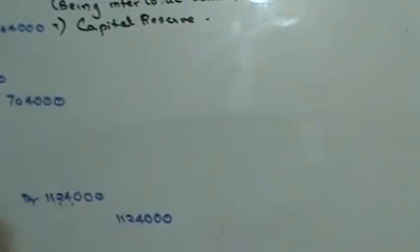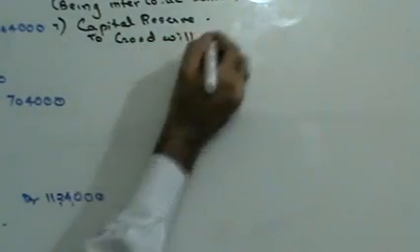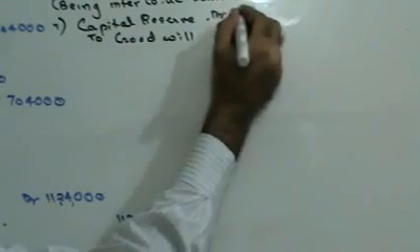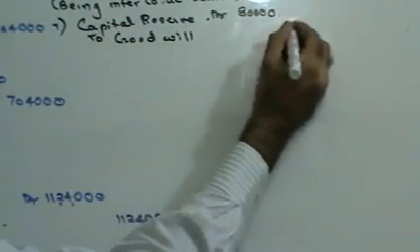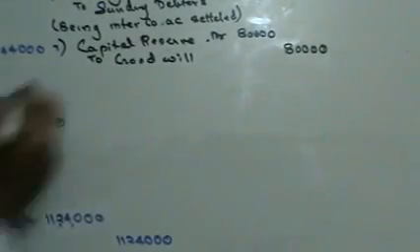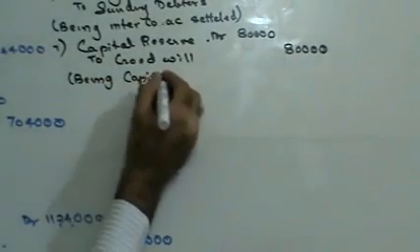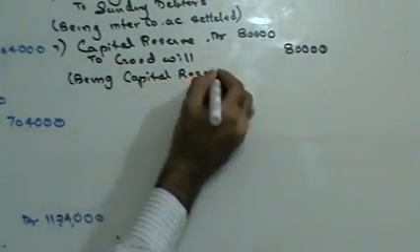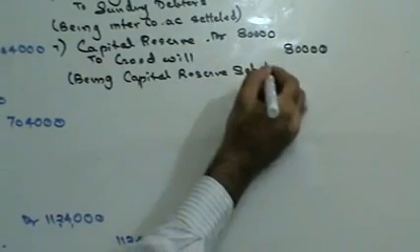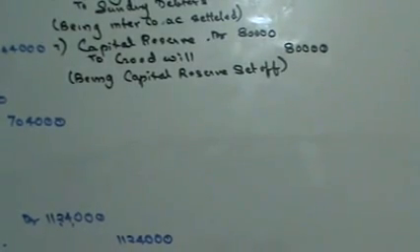Capital reserve account debit to goodwill. I'm going to write off that 80,000. I have a sufficient amount of goodwill to write off the entire capital reserve. Right? So being capital reserve set off.